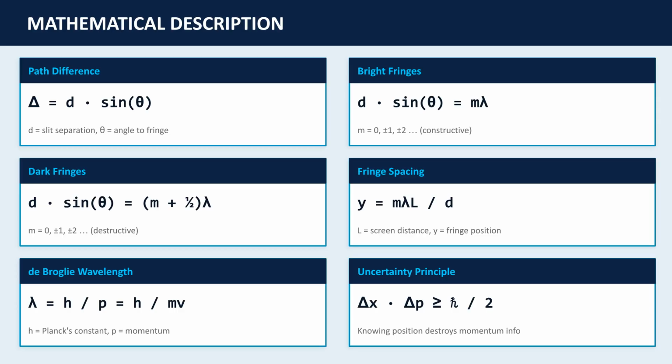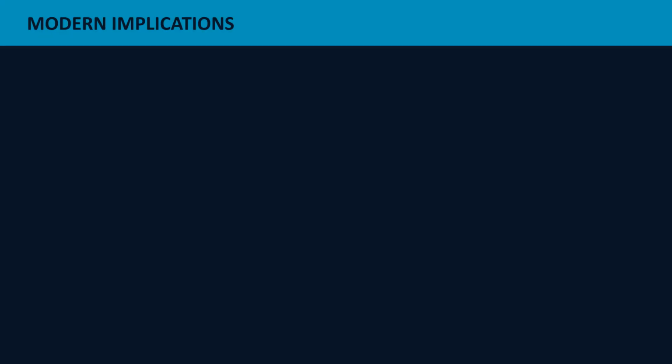Here is the mathematical description for the double slit experiment. The path difference determines the fringe type. Bright fringes occur when the path difference equals $m\lambda$. Dark fringes occur when the path difference equals $(m + \frac{1}{2})\lambda$. Fringe spacing is calculated using $y = \frac{m \lambda L}{d}$. The de Broglie wavelength relates wavelength to momentum, while the uncertainty principle limits the precision of simultaneously knowing position and momentum. The double slit experiment has profound modern implications.